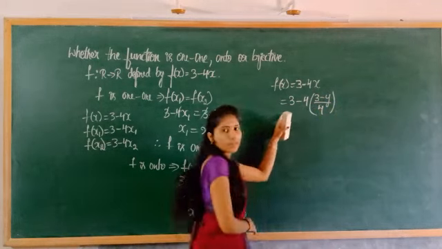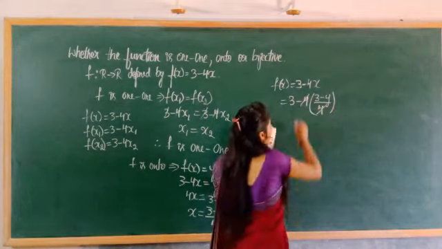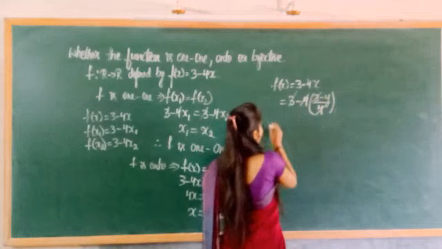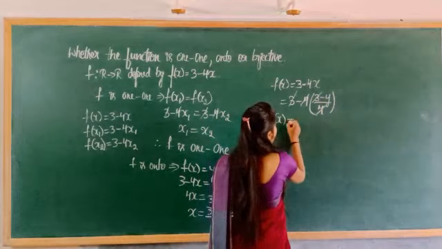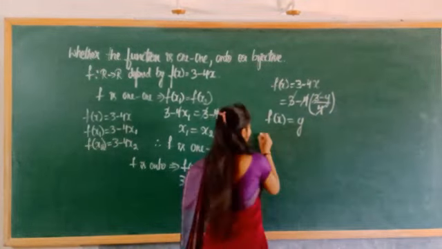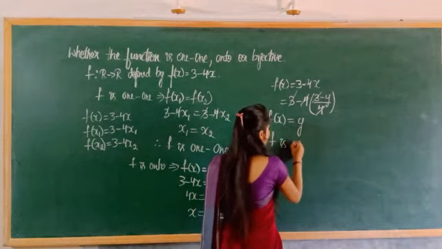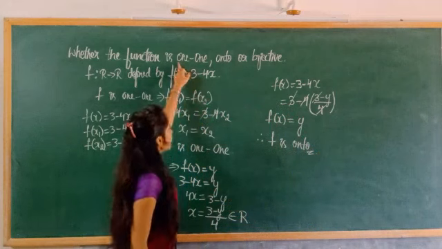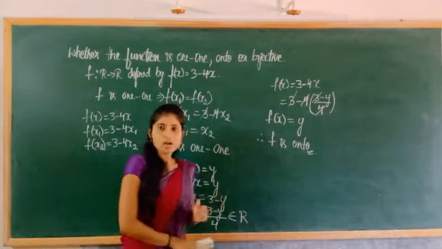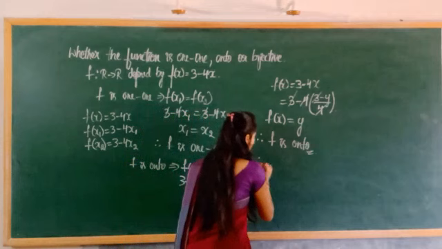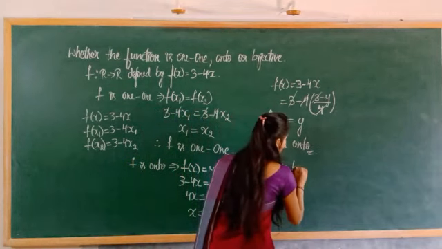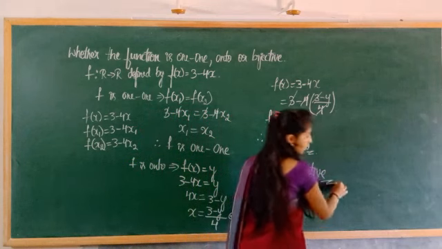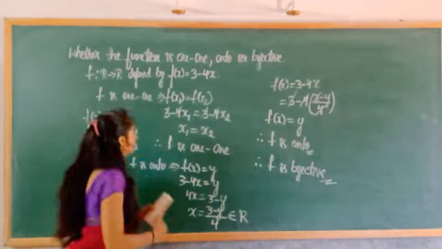Then 4 gets cancelled, plus 3 minus 3 gets cancelled, and here minus of minus y is plus y. So f of x is equal to y. This is the onto condition, right? Therefore, f is onto. The condition that f is 1-1 and onto means f is bijective. Therefore, f is bijective. The condition of both 1-1 and onto satisfies bijective. Okay. The next problem.